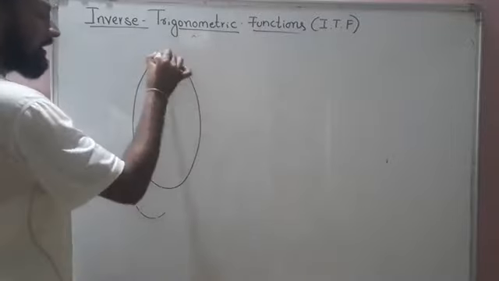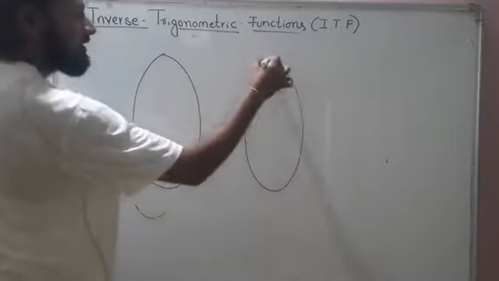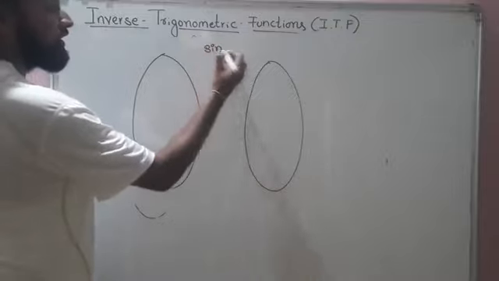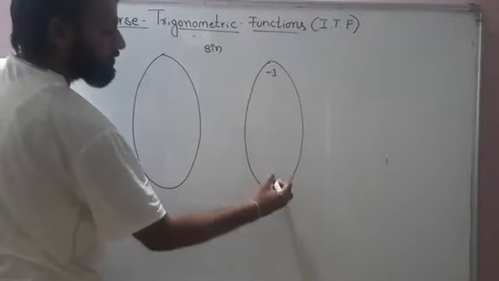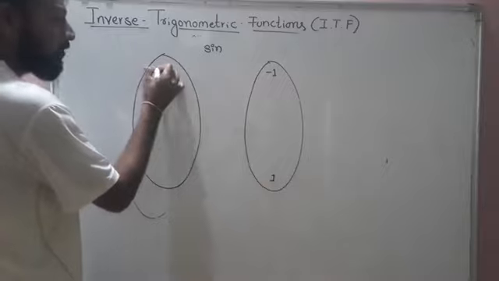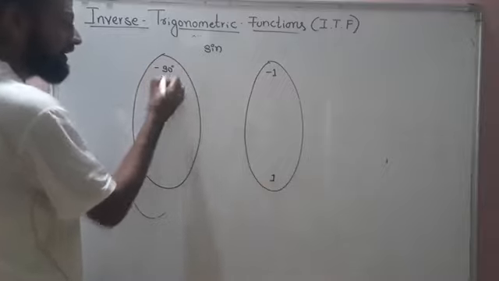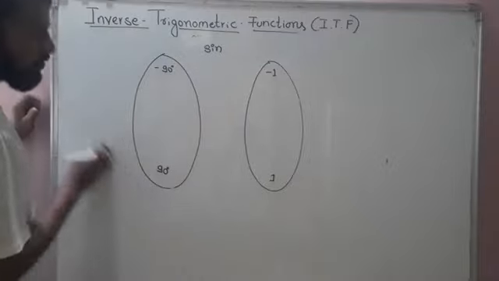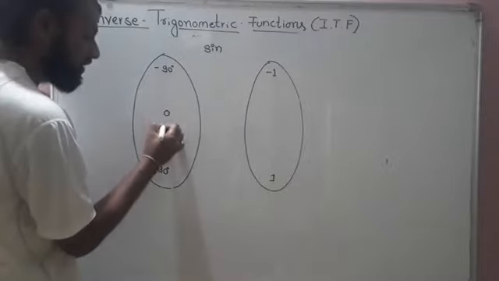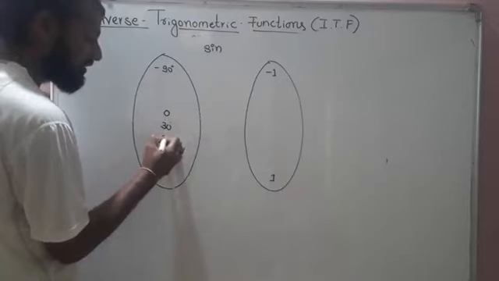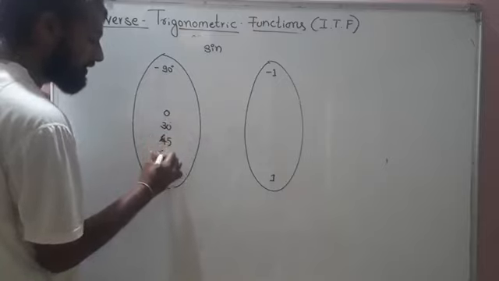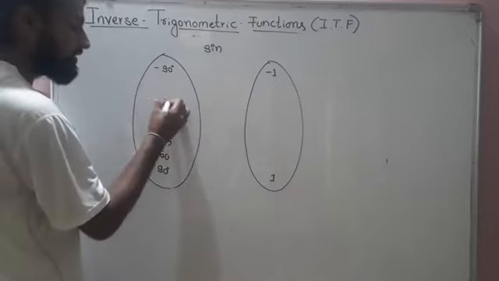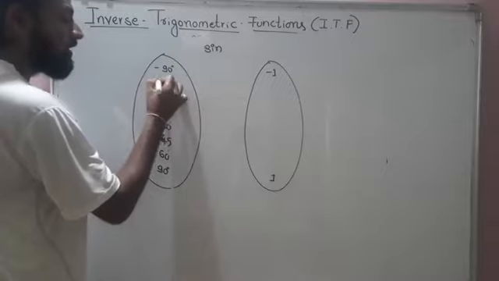They will take new sets like this for the sine function. Here minus 1 to plus 1. Here they will take only minus 90 degree to plus 90 degree, only between these two values. You can have 0, 30 degree, 45 degree, 60 degree and 90. Here minus 30, minus 45 and minus 60.